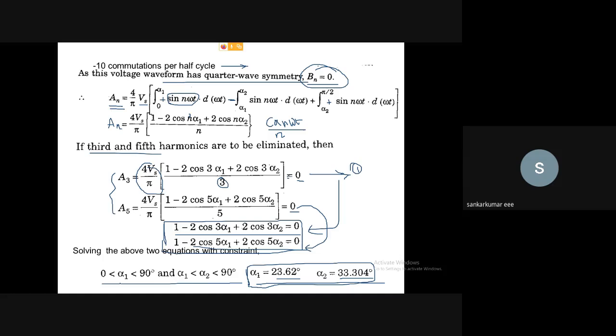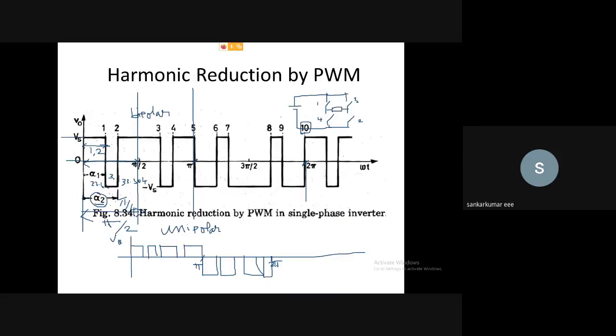So what will be the constraint? All the angles should be less than 90 degrees, since we are taking the limit as pi by 2. Up to this only we are analyzing. So alpha 1 and alpha 2 should be less than 90 degrees, and alpha 1 should be less than alpha 2, and alpha 2 should be less than 90 degrees. So that will be the constraint. This is defined over here. If we substitute these optimized values, we will get no third order and fifth order harmonics. The corresponding harmonics will be 0.